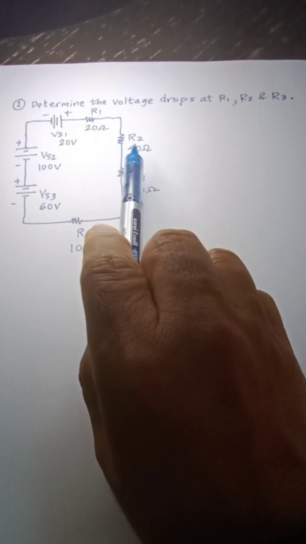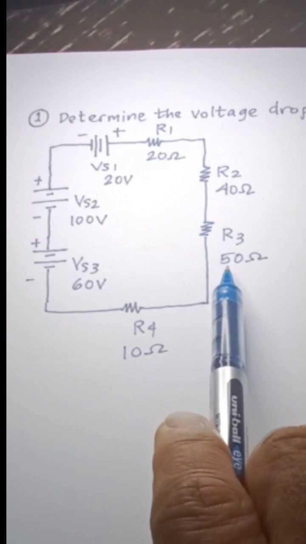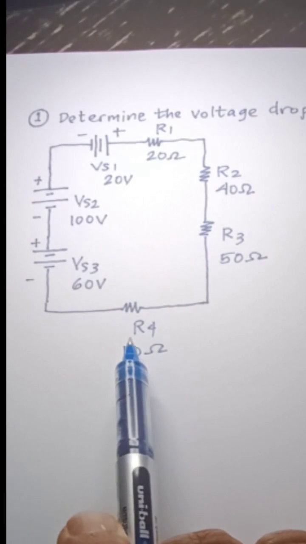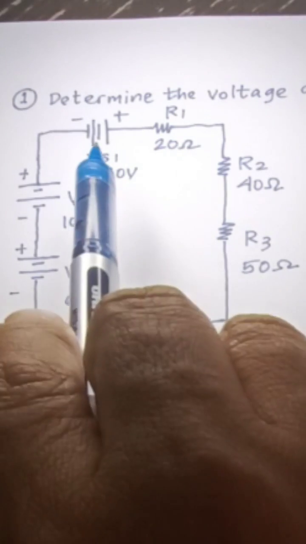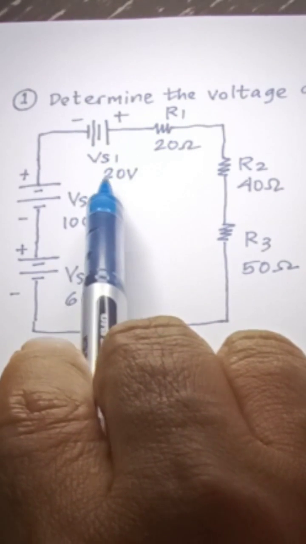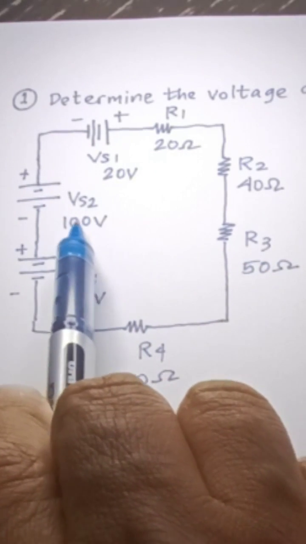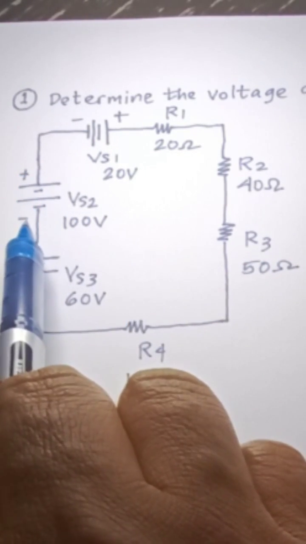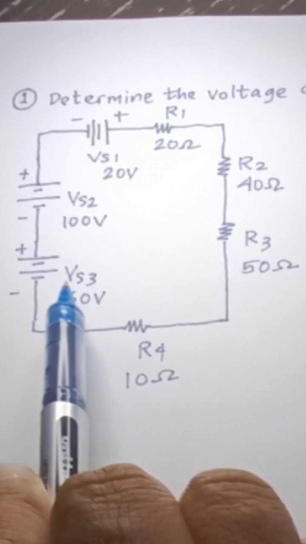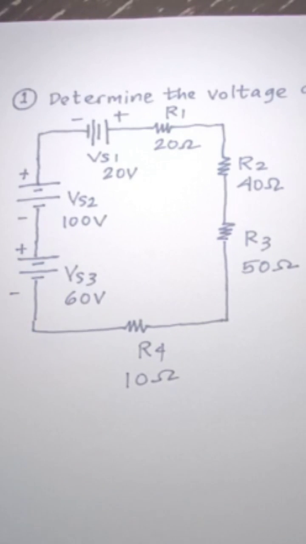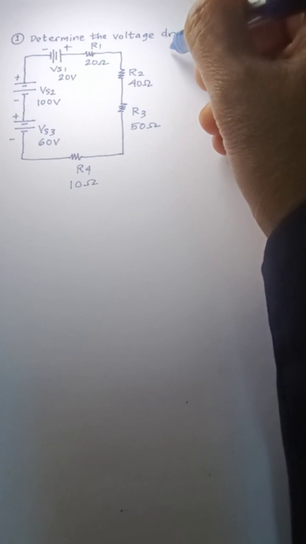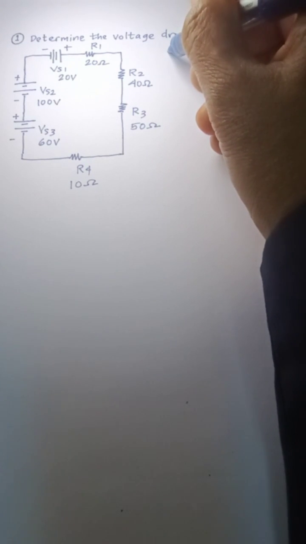Let's say that we want to determine the voltage drops at R1, R2, R3, and R4 as given on this circuit. And we have three voltage sources of 20 volts for VS1, 100 volts for VS2, and VS3 60 volts, all connected in the same direction with the plus minus polarities. Now let's write first what are the given in this circuit.